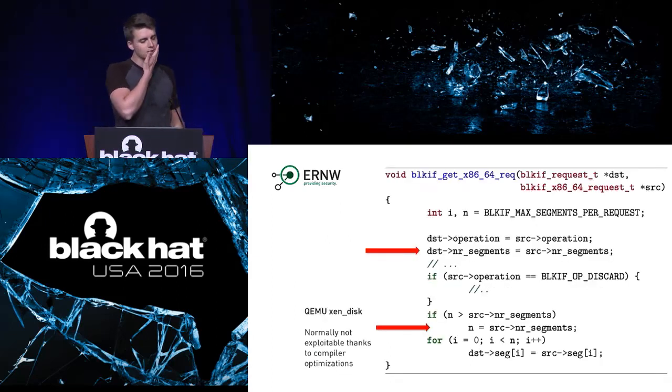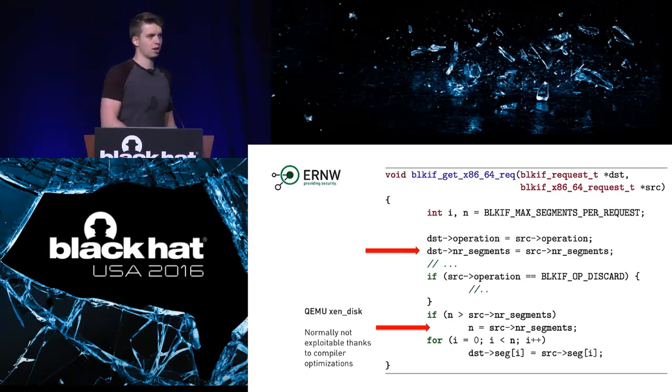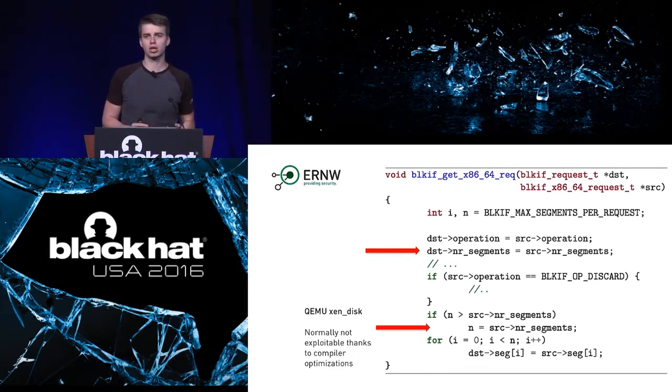So the first one is kind of interesting. It's in the QEMU Xen disk backend. This is one backend that's normally used if you just push a normal file as a disk into your virtual machine. And they have this block interface get request function. And if you look at the highlighted lines, the source pointer is pointing into shared memory.